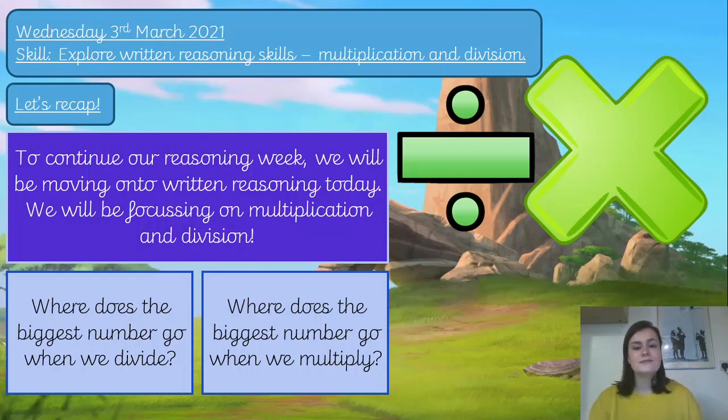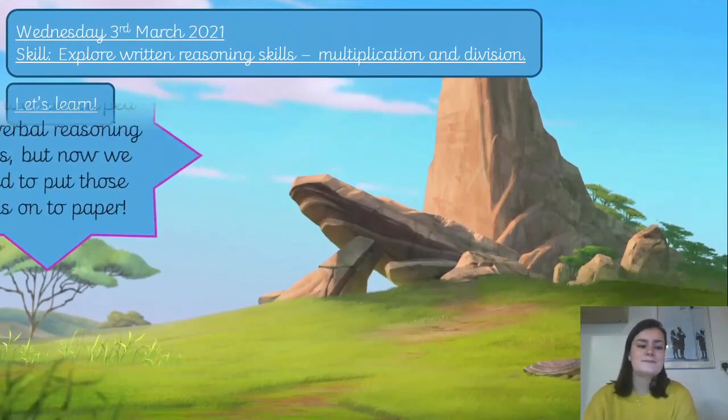Okay, so when we are dividing, the biggest number goes at the beginning, doesn't it? Because then we are sharing it, so it will then become a smaller number like we had with our rocks and our hyenas a minute ago. The biggest number was 15, and then we divided that into 3 groups, and the answer was smaller. And of course, when we're multiplying, we are multiplying 2 numbers together, so we're combining 2 numbers, which then means the biggest number will be at the end. It will be the answer, won't it? And so yeah, when we're multiplying, the biggest number always goes at the end. Well done if you remembered that.